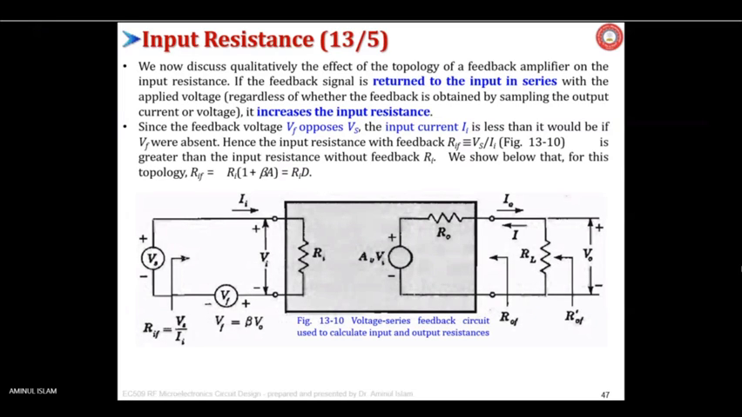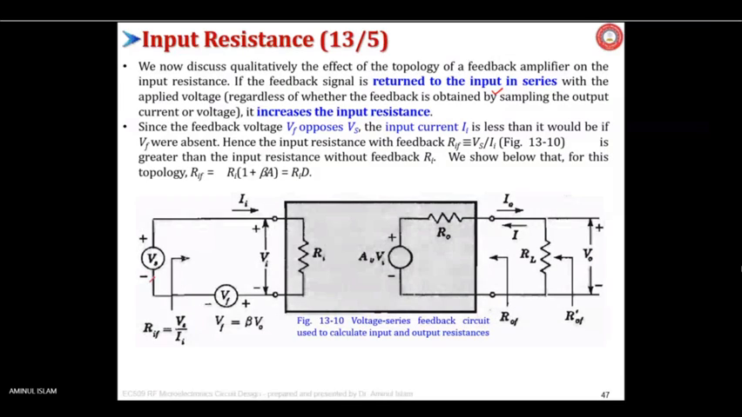We now discuss qualitatively the effect of the topology of a feedback amplifier on the input resistance. Different topologies we have seen, 4 types of topology. And what is the impact on the input resistance? We'll discuss first, if the feedback signal is returned to the input in series, see here it is in series.